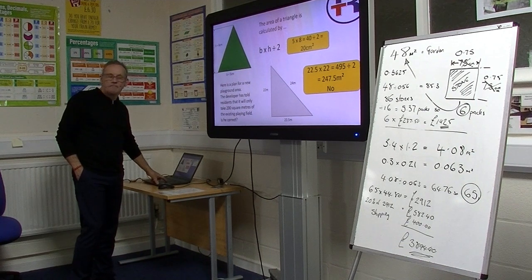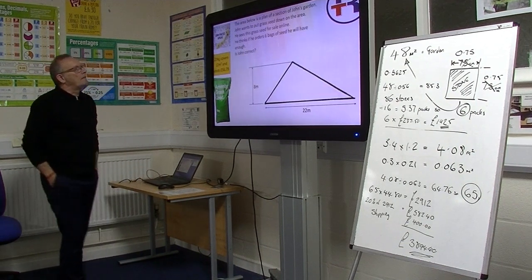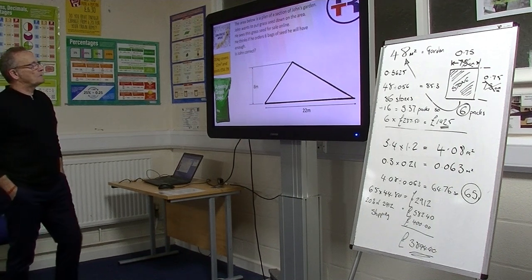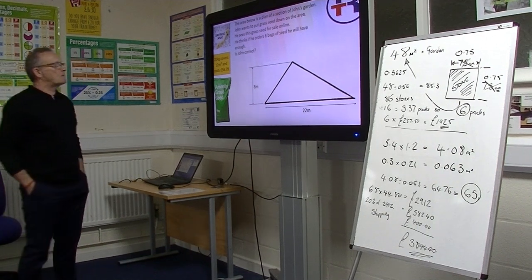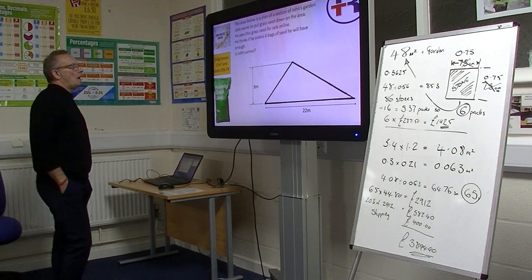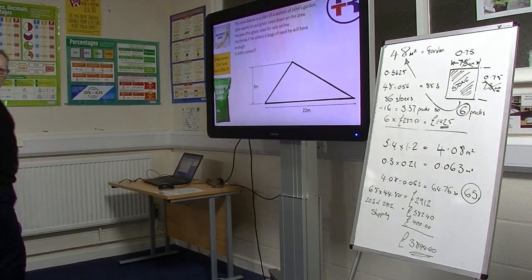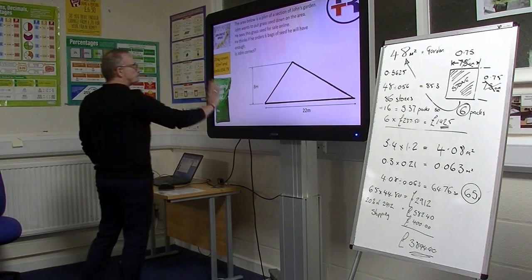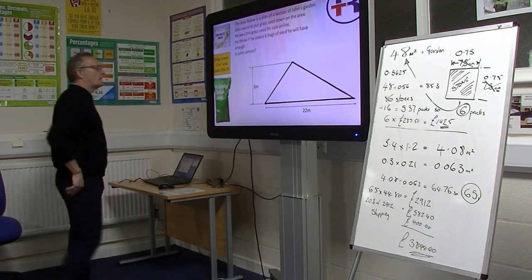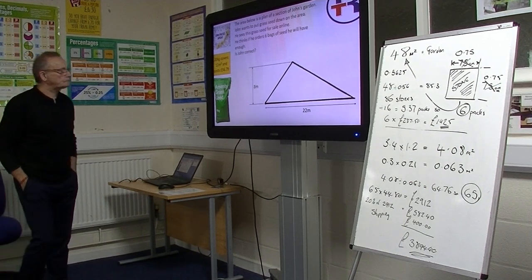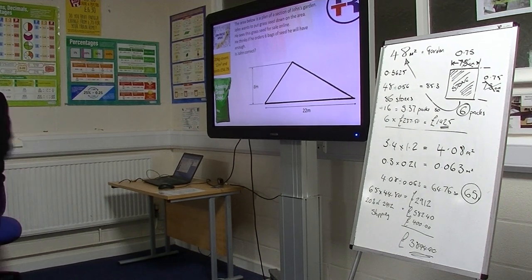Ready for another one? The area below is the plan of a section of John's garden. John wants to put grass seed down on the area. He sees this grass seed for sale online. He thinks that if he orders 6 bags of seed, he will have enough. Is John correct? 20 kilograms covers 12 square metres and costs £56.75. Is John correct?